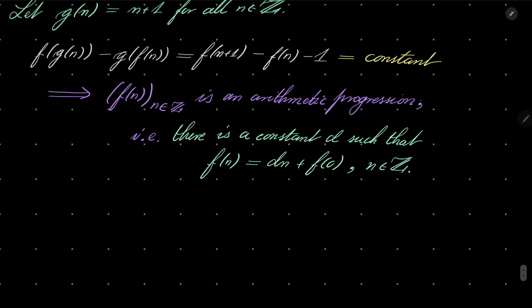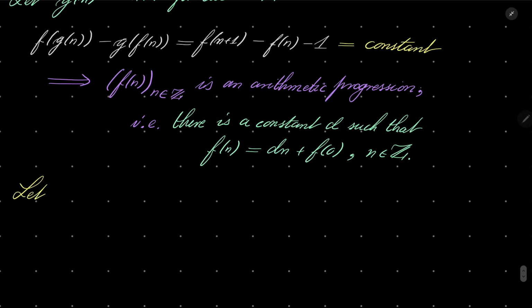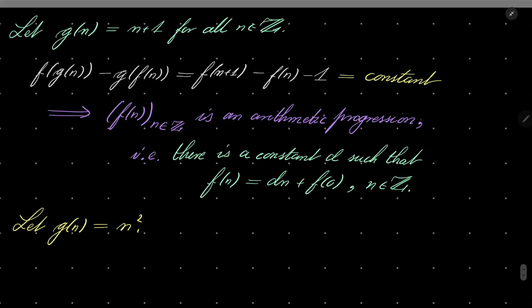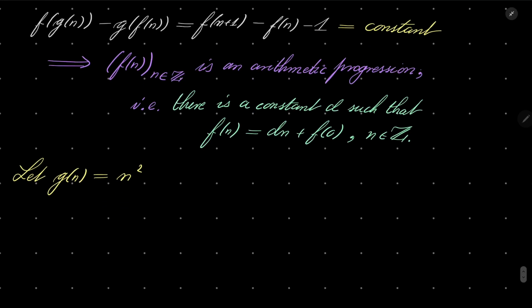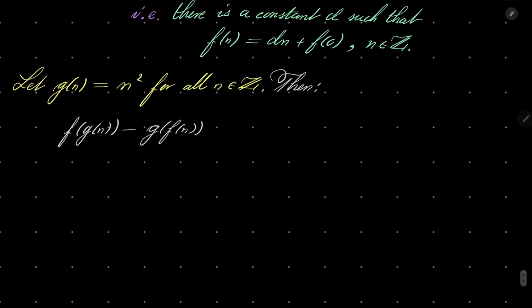Alright, so now it's just a matter of finding d and f of 0. And to do that, we will consider a second function. Now, let's consider g of n, which equals n squared for all integers n. Then we have the following. Well, f of g of n minus g of f of n should also be a constant, and let's write it.